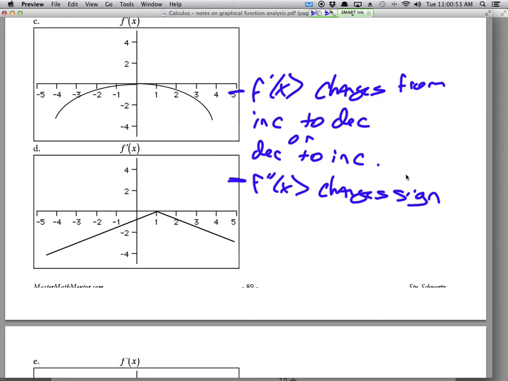All right, so on C, there is a point of inflection. Where is it? Zero. And what is my justification? F prime of x is changing from increasing to decreasing. Very good. So there's a point of inflection at x equals 0 because f prime of x changes from increasing to decreasing. All right, let's move on to D.